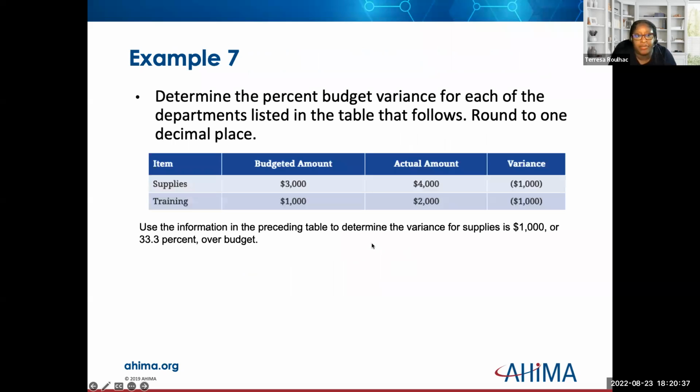Now, example 7: determine the percent budget variance for each of the departments listed in the table below. Round to 1 decimal place. Now, these are very important, okay? Whenever it says round to 1 decimal, 2 decimals, 3 decimals, make sure you're putting it accurate.